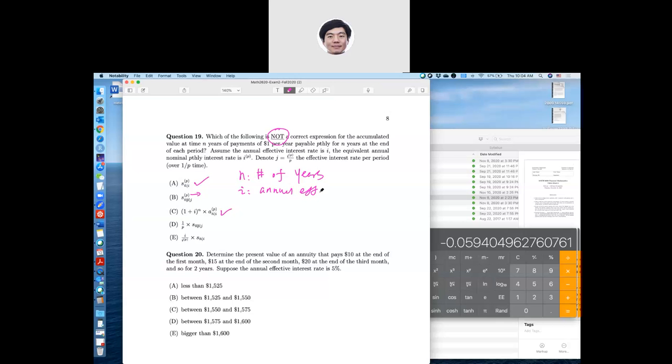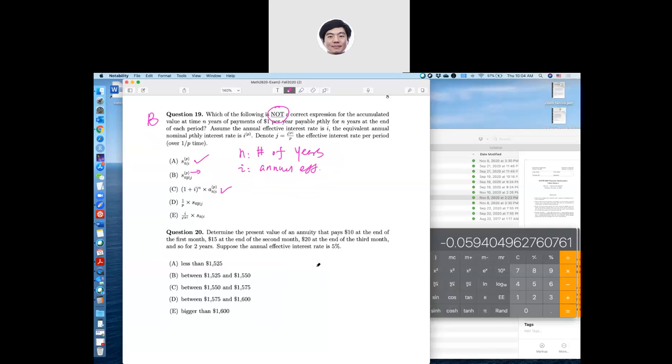But of course, you can argue that I'm not familiar with this notation. But anyway, you shouldn't pick A or C, right? Because if you pick A, that means you also need to pick C. They come together. So here D is correct. That's because we can come back later to this. Question 20 is rather complicated.